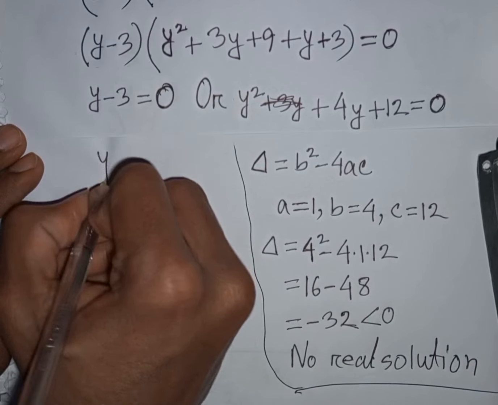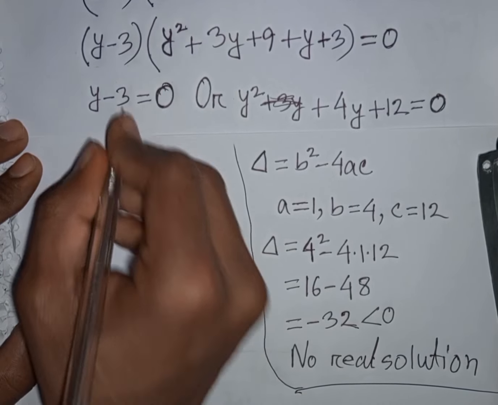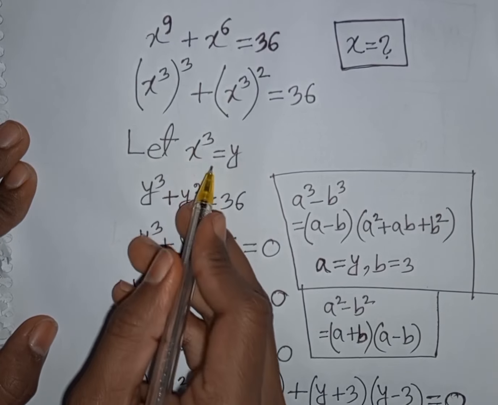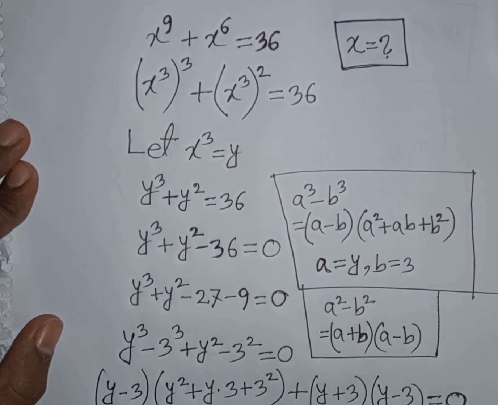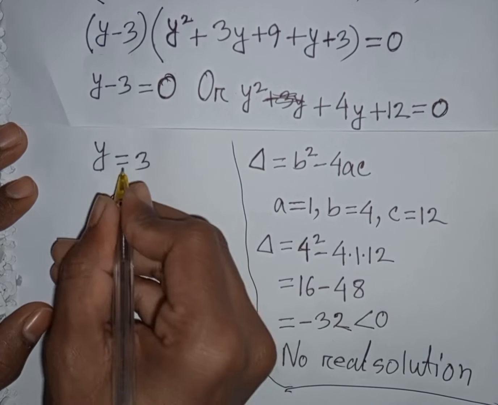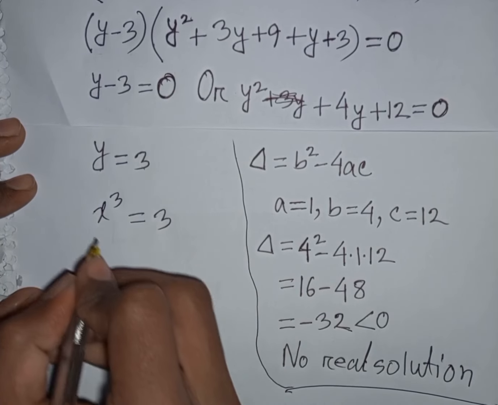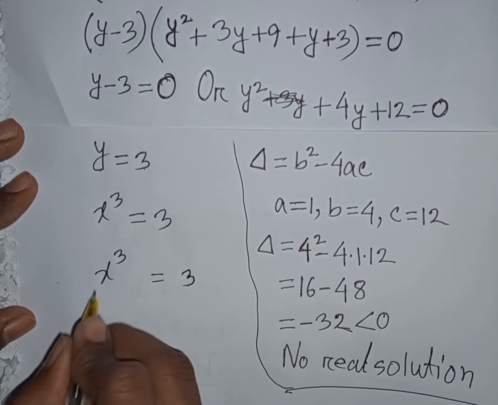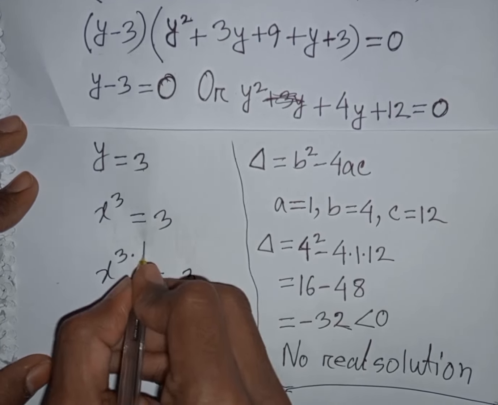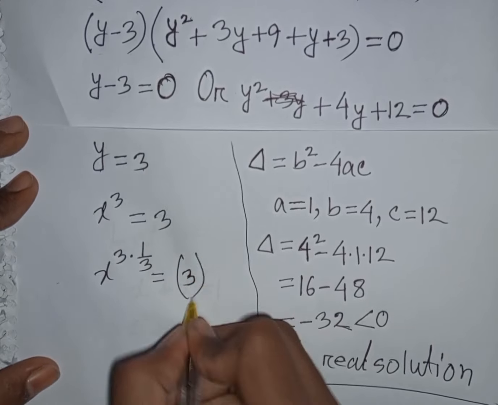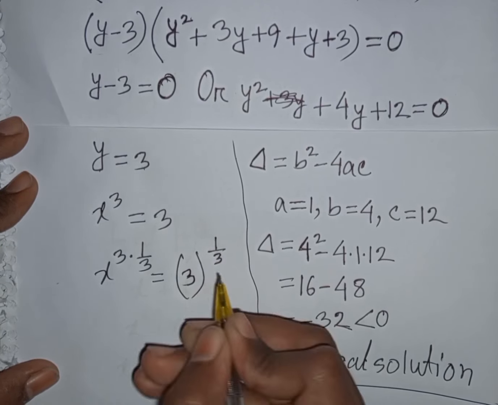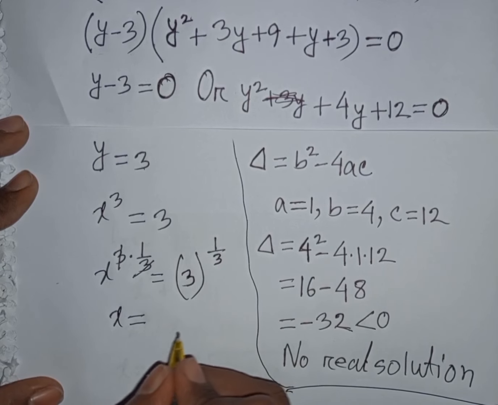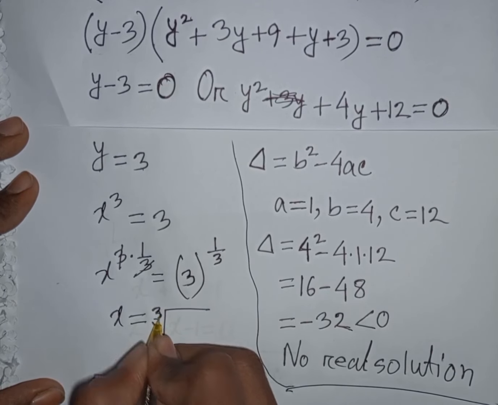Now from here, y is equal to this minus 3, take to the right side, so this will be plus 3. Now we see y is equal to 3, but remember that we let x power 3 be substituted by y. So y, that means x power 3, is equal to 3. Now we need the value of x, so we multiply by power of 1 by 3 in both sides. Now we see this 3 will be cancelled. So we have x power 1, which is same as x, is equal to 3 power of 1 by 3, which can be written as cube root of 3.